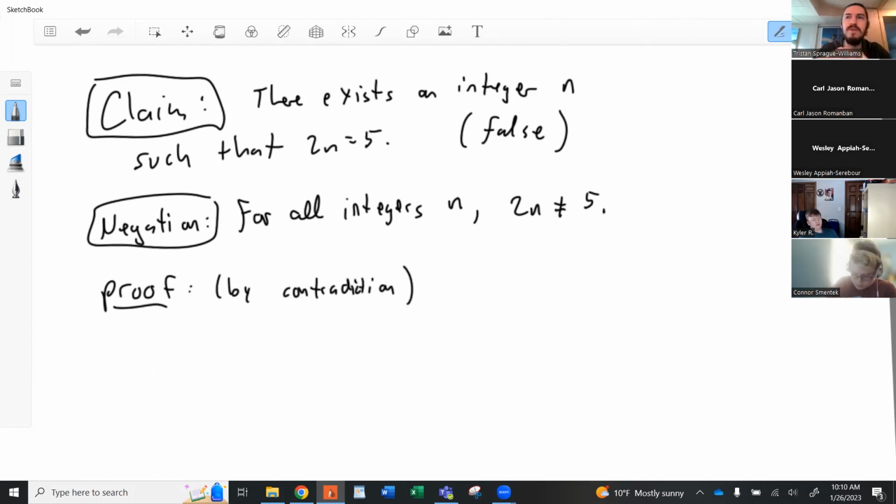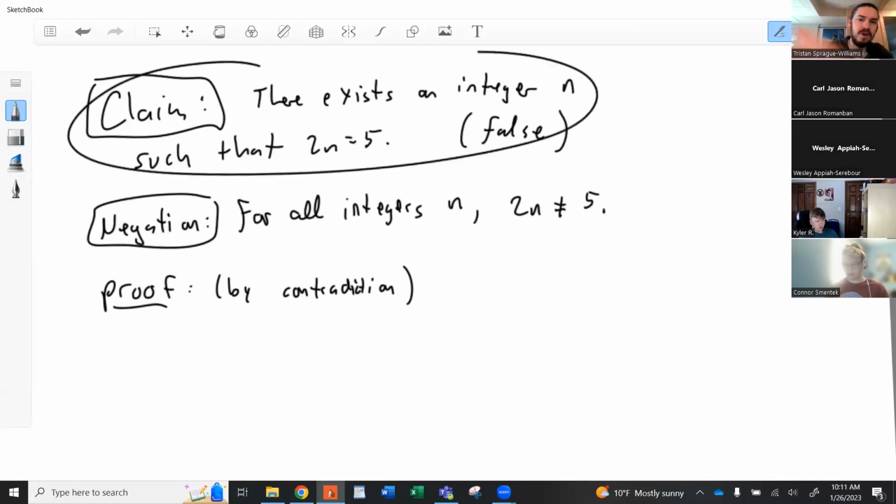Right? So if disproving something is proving its negation, you can prove the negation by contradiction, which means you start by assuming the original claim. So let's go back to the original thing, because that's the negation of the negation. So you can say, all right, we'll disprove it by assuming it's true, and then deducing a contradiction from that.